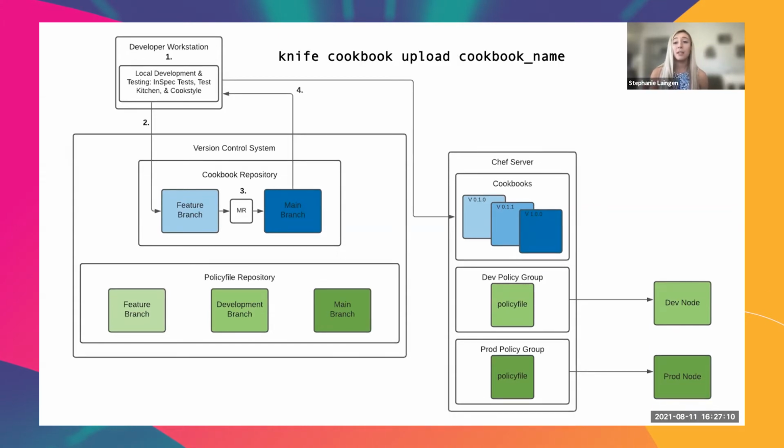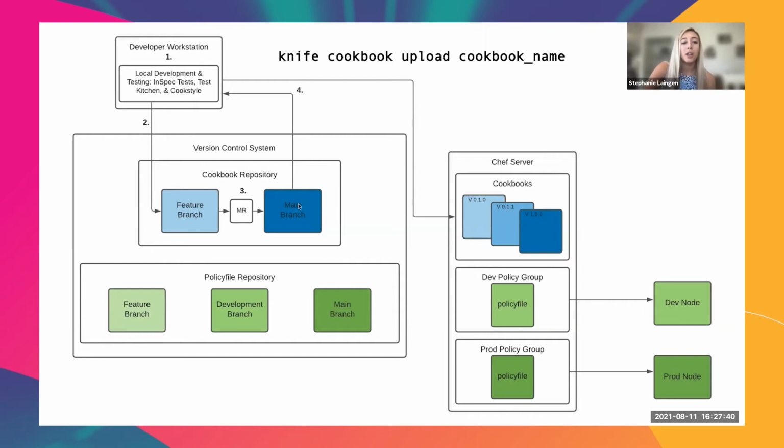The next step is manual. We're going through all of these manual steps right now. The developer is going to have to take that code and pull it from the main branch. Then, in their terminal, they use the command knife cookbook upload cookbook name. The knife commands are included with the Chef workstation, and this is the way that we upload cookbooks to the Chef server.